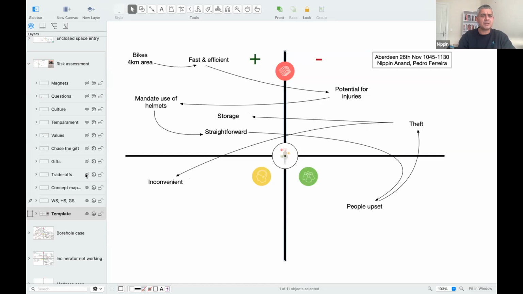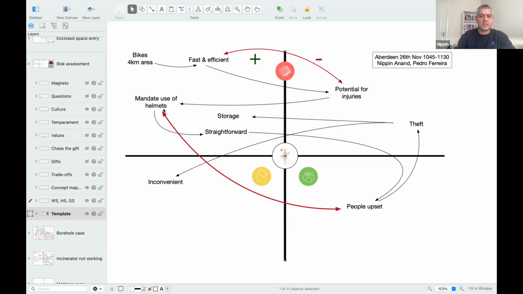The next thing is for us to understand, where are the trade-offs in this discussion? Where are people facing conflicts? Where are people facing choices? Obviously you want to make this operation fast and efficient, but on the other hand, there is a potential for injuries. So there's a trade-off here. You can continue this way, or you can start to face injuries as a result, head injuries, for example, and hence the need for mandating the helmets.